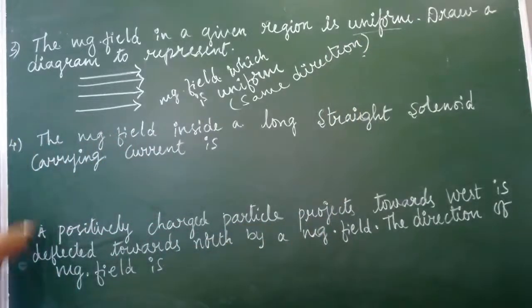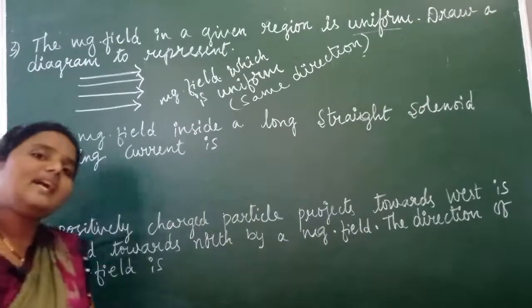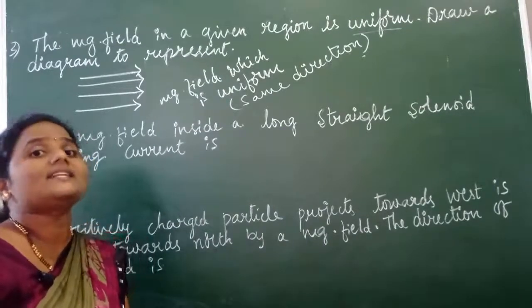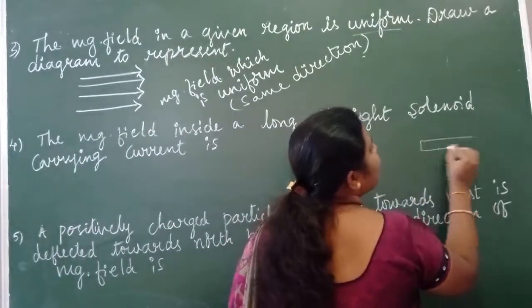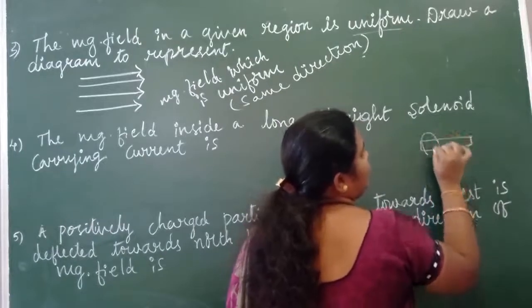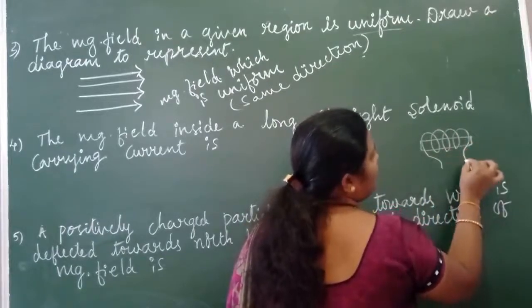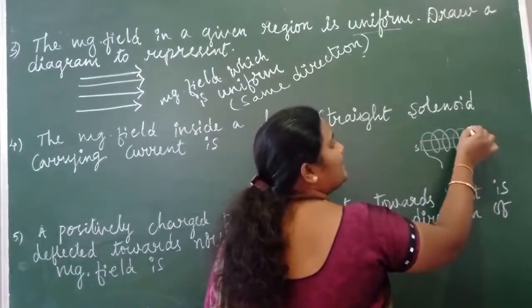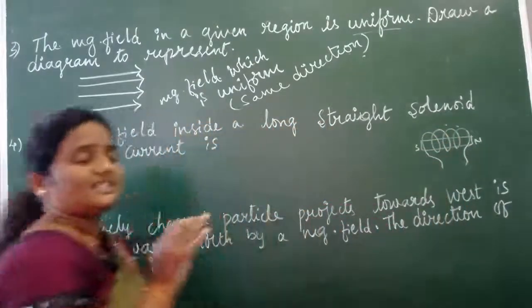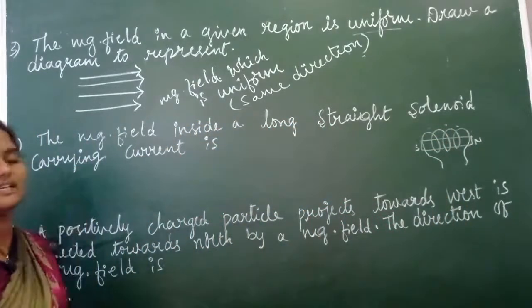Isn't it, children? The next: the magnetic field inside a long straight solenoid carrying current is. They asked us, what is the magnetic field inside a solenoid? We already studied that outside the bar magnet, the direction of the magnetic field is from north to south. Imagine that this is a bar magnet; you can imagine it as a solenoid. On the outer side, the magnetic field lines emerge at the north pole and end at the south pole.